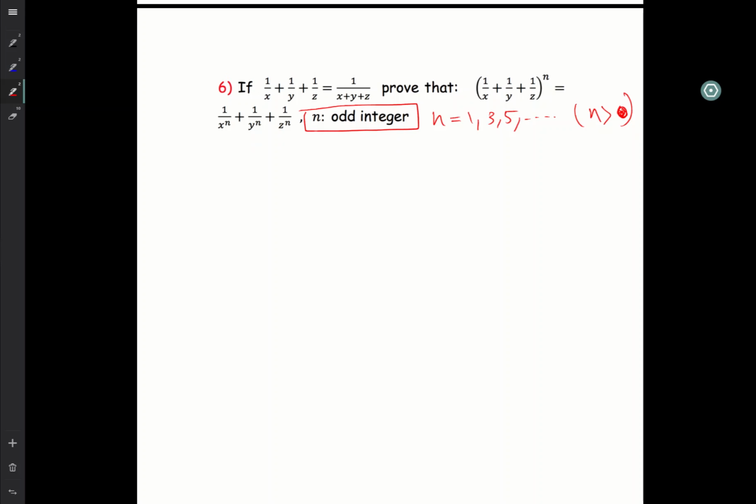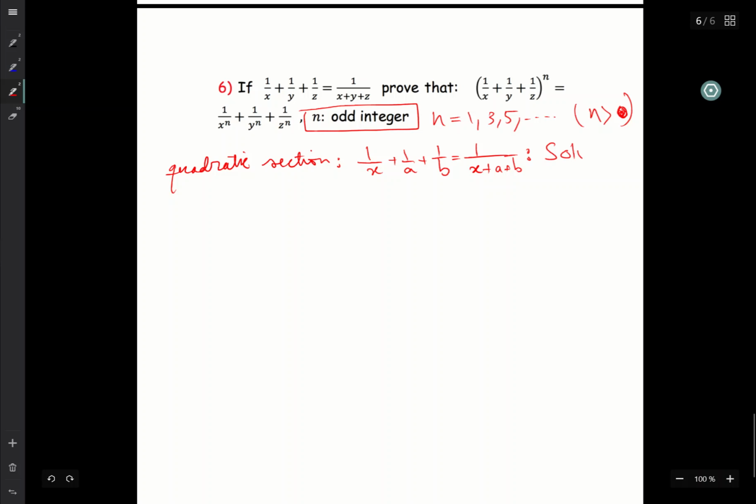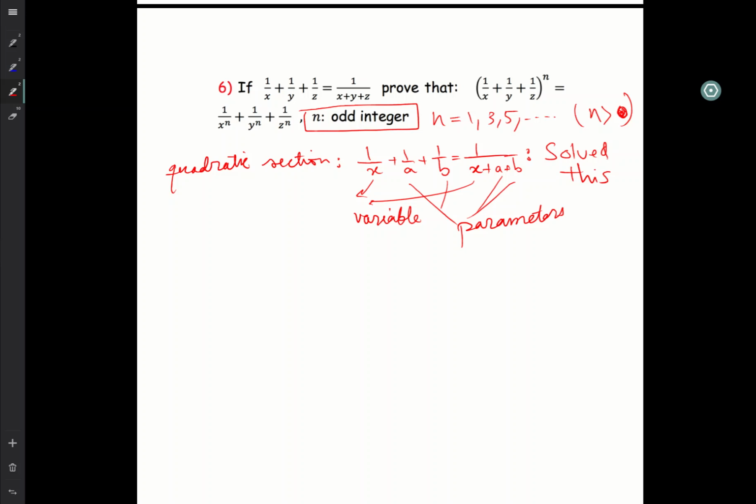Again, I'm going to refer to one of the problems that we solved in the quadratic section. In the quadratic section, we saw that 1 over x plus 1 over a plus 1 over b equals 1 over x plus a plus b. We actually solved this, right? Here x was the variable and we were looking for x, and a and b were parameters, right? We assume that a and b are fixed and we're looking for x, and we showed that this eventually becomes a quadratic equation, right?